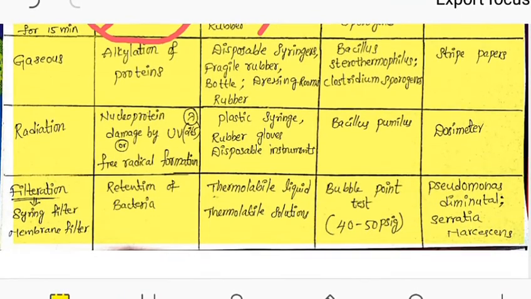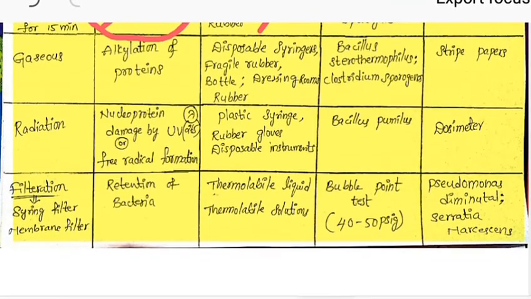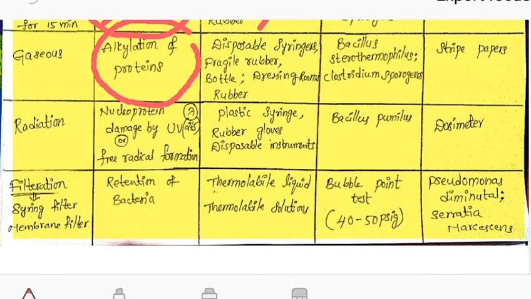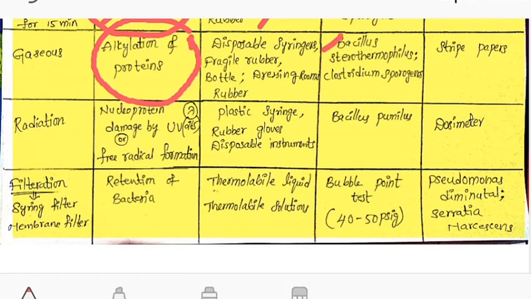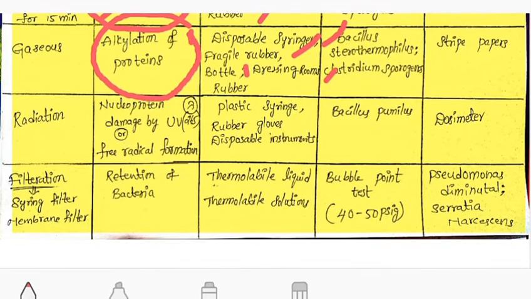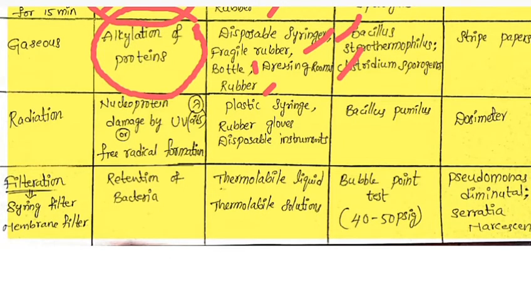And for gases, here alkylation of the protein takes place, so that the protein becomes non-functional. And it is useful for disposable syringes, rubber, bottles, dressings and rubber. These are some of the applications of gaseous sterilization, and these are some of the biological and chemical indicators.